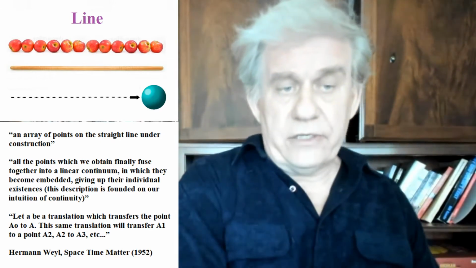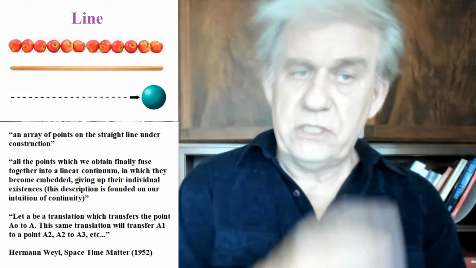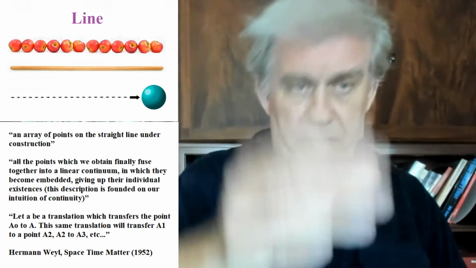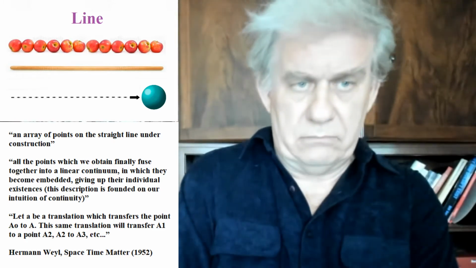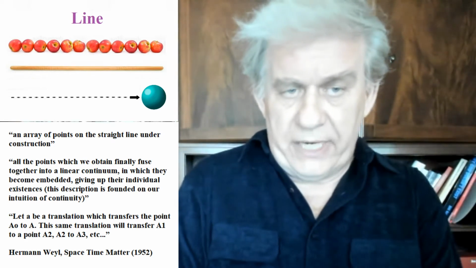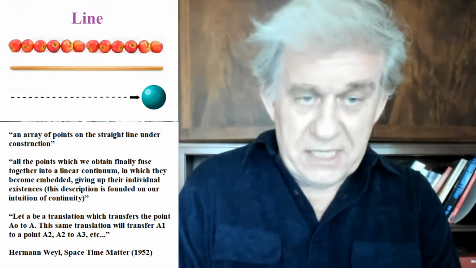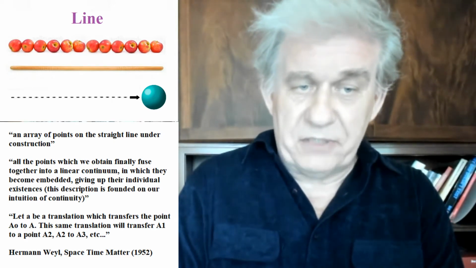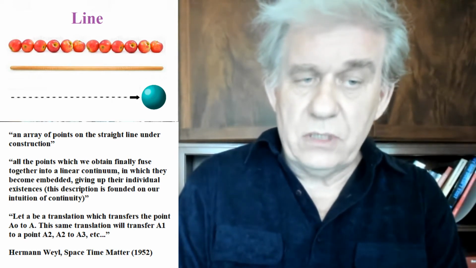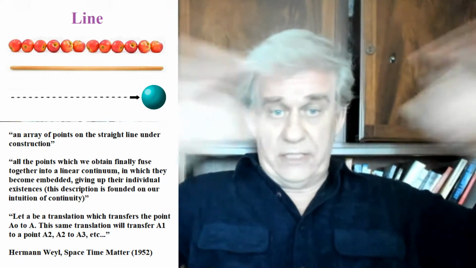He says, an array of points on a straight line under construction. So he's constructing his line with points, and he says, you know, he's got this array of points. That's the apple one. They're going to go one with the other one, right? And here the second one says, all the points which we obtain finally fuse together into a linear continuum in which they become embedded, giving up their individual existence. This description is founded on our intuition of continuity. And again, he's talking about something continuous, the points lost their individuality. He's talking about a stick.